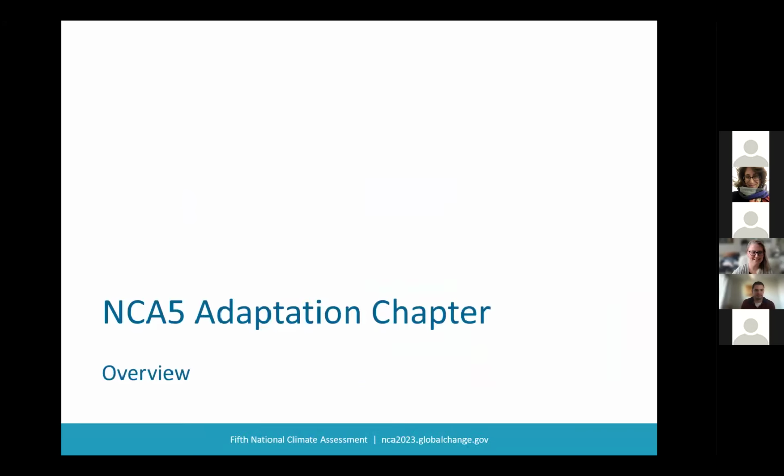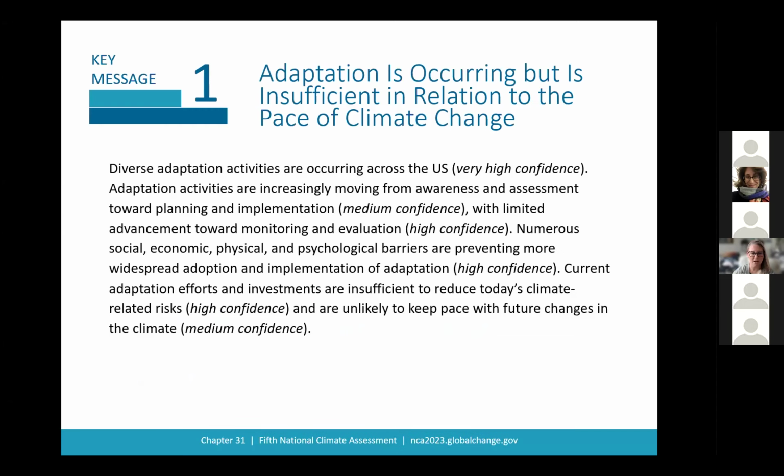Thank you, Reed. So I'm just going to give a quick overview of our key message one. What we found through this assessment process was that adaptation actions and adaptation to climate change is happening, but it's not enough to keep up with the pace of change that we're seeing in the climate. There are adaptation activities happening across the US, but they're also mostly in the early stages of planning and implementation. So if you look at the adaptation process and the various different steps, very little monitoring and evaluation of the effectiveness and sufficiency of these actions is occurring at the moment.